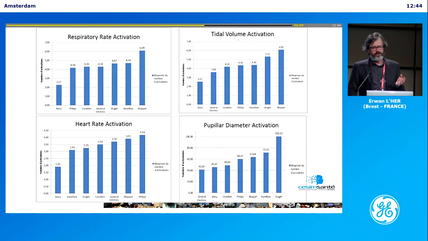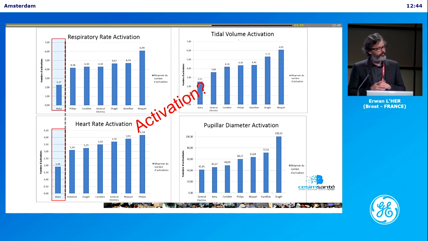We had also looked at some physiological parameters, just looking at the activation of these physiological parameters. What is an activation? Activation is a significant difference between the topic we are looking at, which means that respiratory rate activation means that there was an increase or a decrease, minus or plus 10% of the initial value. And you can see that we were also able to depict very significant differences between all the devices.